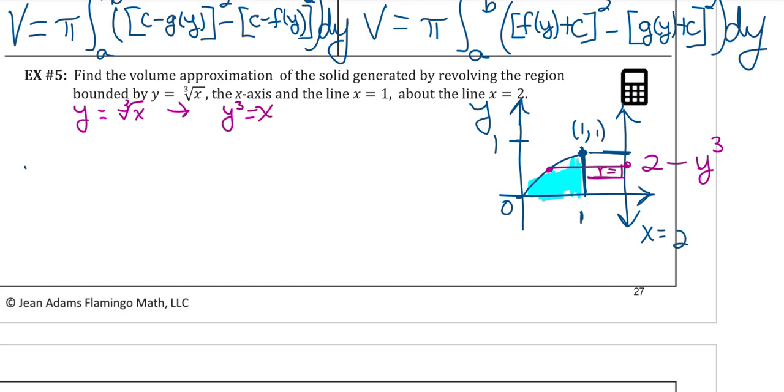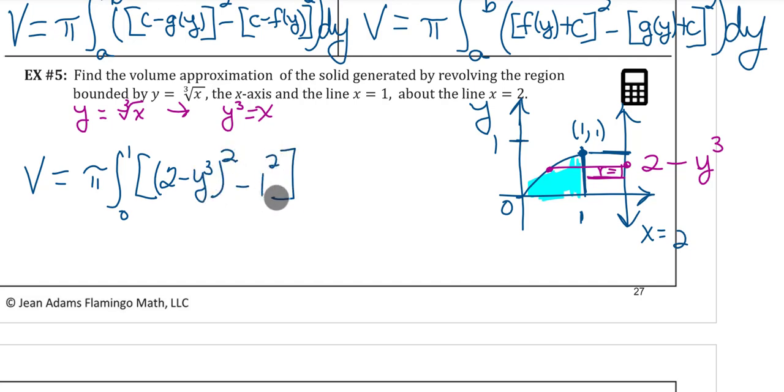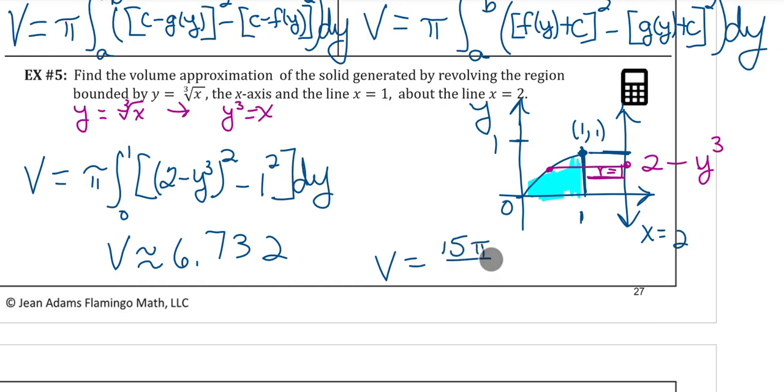So now our volume is going to be pi times the integral from 0 to 1 of our outer radius, which is 2 minus y cubed squared, minus our inner radius, which is 1 squared, dy. And you can put this in your calculator using x, and it'll give you the correct answer. So V is approximately equal to 6.732. And if you do want the exact answer, if you do figure it out, it comes out to be 15 pi over 7.